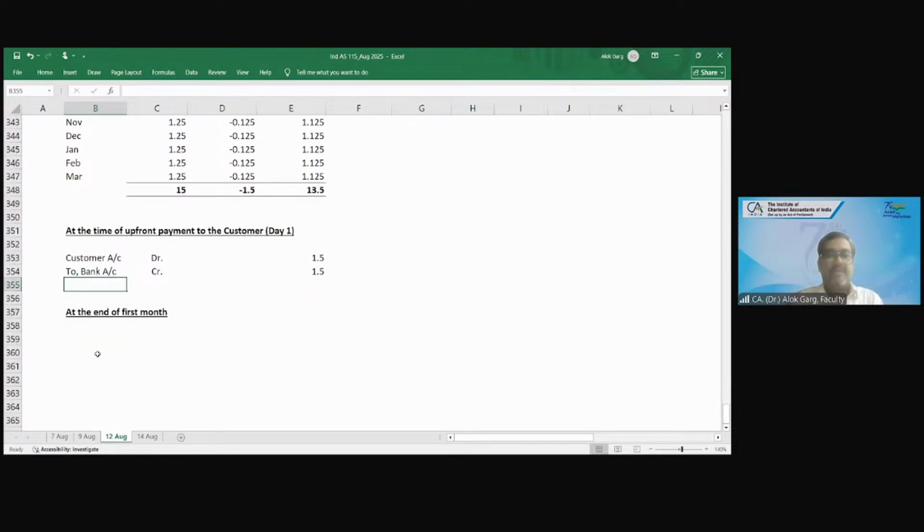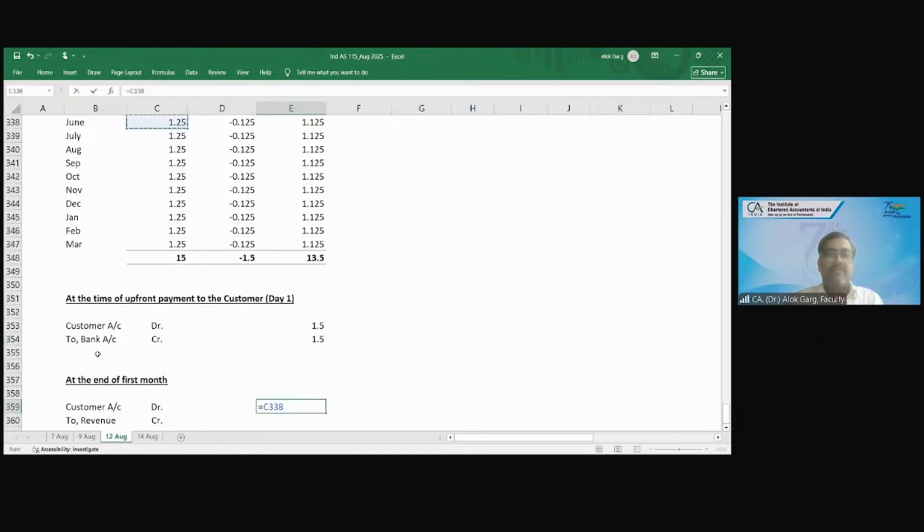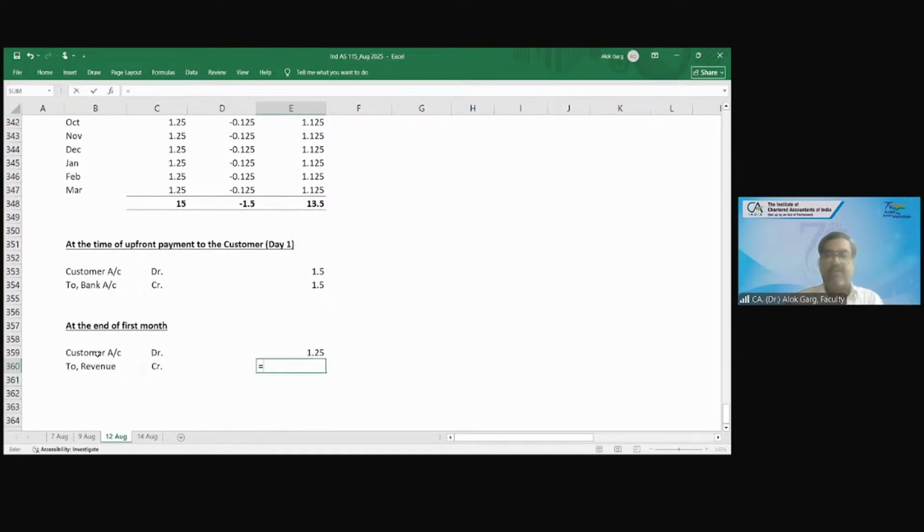Customer account debit again, and this entity has sold goods to the customer. Customer account debit to what? Customer account debit to revenue. And how much is the revenue? How much is the sales? 15 divided by 12. Sales is 15 divided by 12, 1.25 at the end of first month, right?